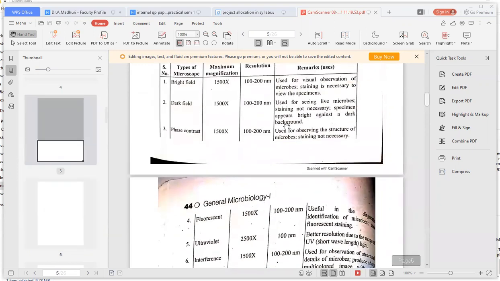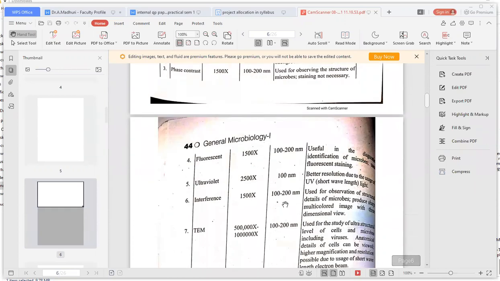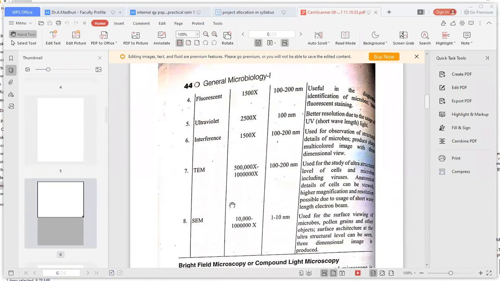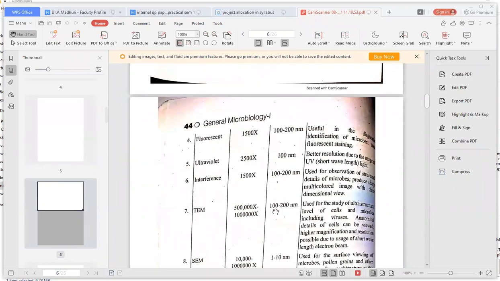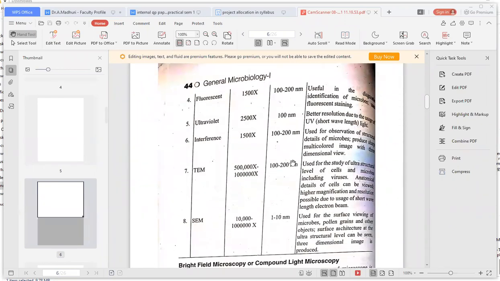And see the resolution. It is always 100 to 200 nanometers for bright field, for dark field, for phase contrast, for fluorescent, right? Interference: here the resolution, there should be some correction. It is not 100 to 200 nanometers. It should be different than this. You have to check this value.